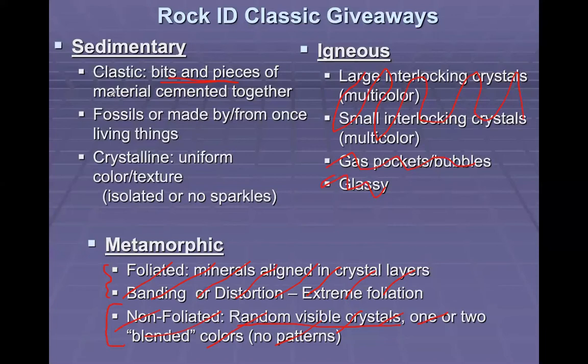We're just looking at a very plain and bland looking uniform surface. So I wouldn't call it clastic, and I wouldn't say there's any fossils in it, which eliminates the bioclastic stuff. Circling the crystalline description, uniform color and texture, we definitely have that. Isolated or no sparkles, we've got a couple of isolated ones, maybe. I think we've got a sedimentary rock here, and I think it's crystalline.